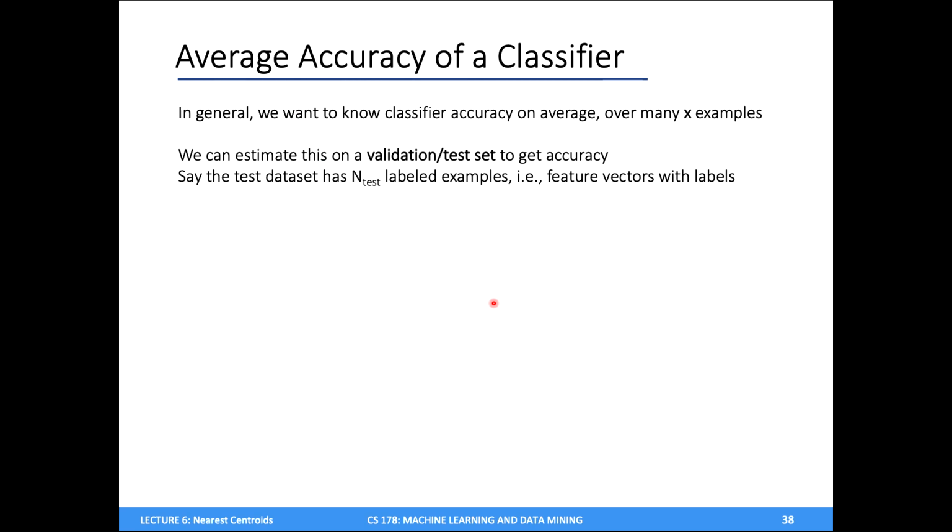But of course, we don't really care so much if it's doing well on a single data point. We care how well it's doing on all the possible testing examples. And so what we can do is look at, say, a validation set or a testing set, which we saw the details of in the model selection lecture yesterday, Wednesday. And let's say we have n test examples in our testing set.